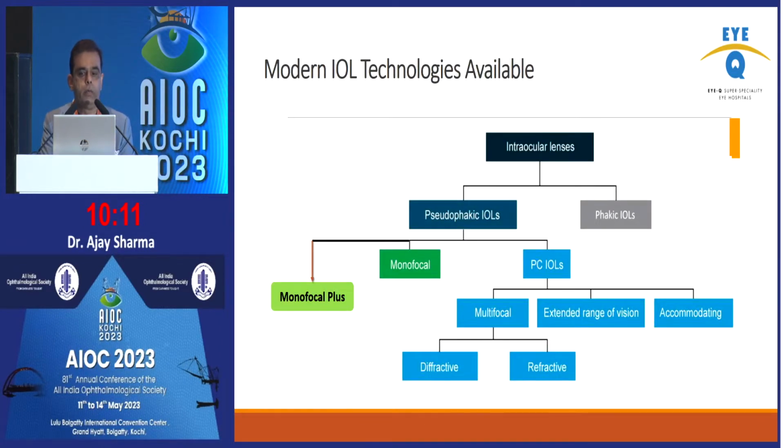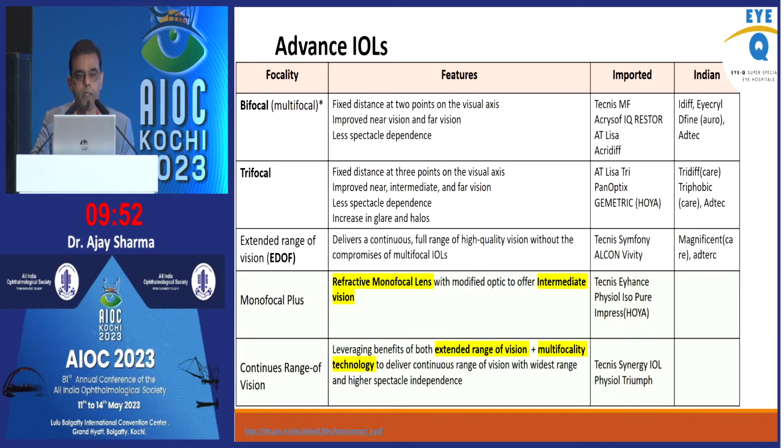In the pseudophakic we have monofocal and bifocal or multifocal lenses. There's a new thing which has come up, the monofocal plus lens. Multifocal can go with diffractive or refractive, and the other can be extended range of vision, and then it can be accommodative IOLs also, which are no more used most of the time here. So normally we'll see how we use these bifocals, trifocals and all.